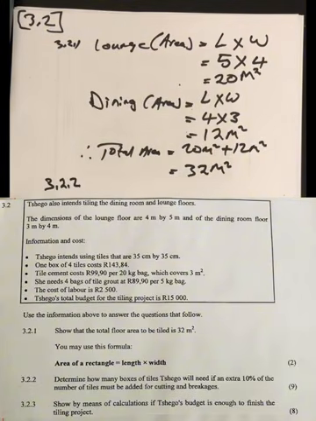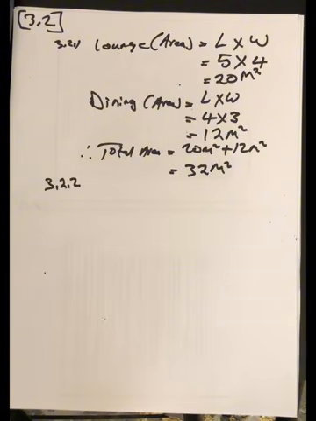3.2.2. The next question says to determine how many boxes of tiles the hall will need if an extra 10% of the number of tiles must be added for cutting and breakages. So this one is also so simple. Obviously, the first thing you need to do is to find out, because we already have the area of the floor that needs to be tiled, we now just have to calculate the area of one tile. So let's go and do that calculation.